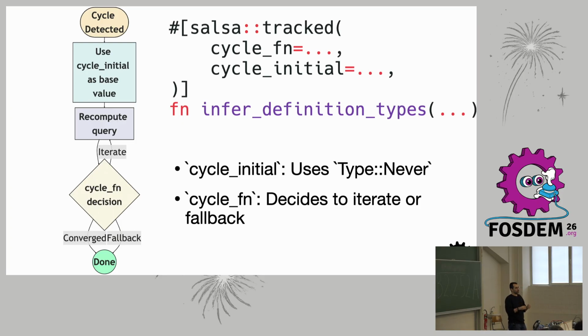But then we need to know what we should return at that point. We are calling ourselves again, and you can set the cycle_fn and cycle_initial attributes in the Salsa tracked macro, and it would do exactly those things for you. So cycle_initial would tell Salsa what type I should use when I'm calling myself again and I have no way out, and it would return that type.